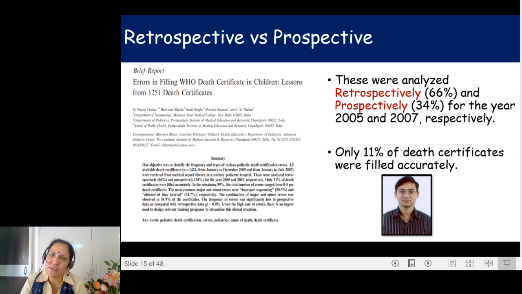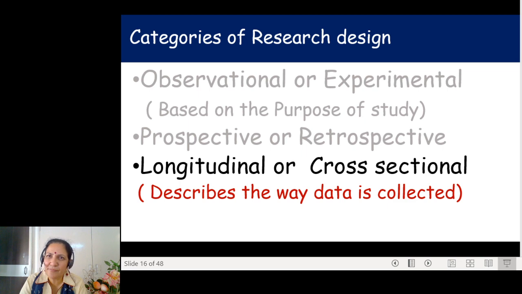This was related to the errors in filling of the WHO death certificate. So this was done by one of my students, Dr. Neeraj, who is a faculty right now in AIIMS Jodhpur. It collected information related to 1251 death certificates. Prospectively, only 34% was taken and 66% of the information was collected retrospectively. And what we found was only 11% of the death certificates were filled correctly.